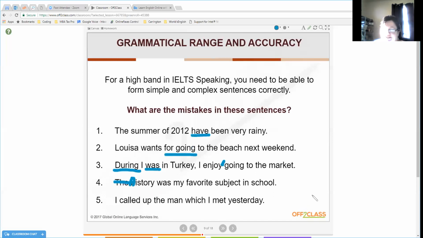And number 5. I called up the man who I met yesterday. Okay. I called up the man who or whom I met yesterday. Which one is more appropriate, who or whom? I think whom is more correct, but in American English, we tend to say who.